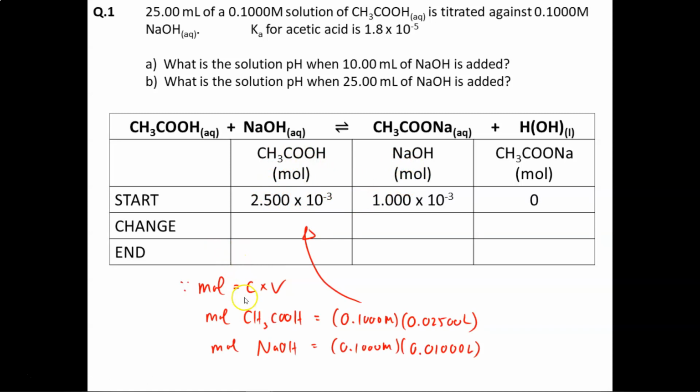So if you recall, moles is equal to C times V, concentration times volume. So the moles of CH3COOH is equal to the original concentration, 0.1000 molar, times the original volume, 25 milliliters. Don't forget to convert into liters. We can plug that in as 2.5 times 10 to the power negative 3 moles of acetic acid. Do the same thing for the sodium hydroxide. The original concentration was 0.1000 molar. We have 10 milliliters of the sodium hydroxide being added, and thus we have 1.000 times 10 to the power negative 3 moles of sodium hydroxide present.